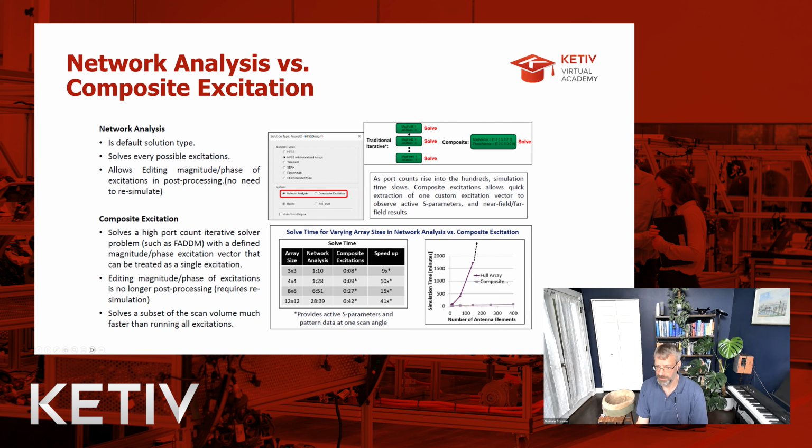If you're just interested in a single excitation, or you might be interested in 4 or 5, then you might have 4 or 5 different input excitations and run it 4 times, but that still might be a lot faster than running every possible excitation using a network analysis. So I wanted you to be aware of that. If you're looking for more information, just use the help and look up composite excitation.